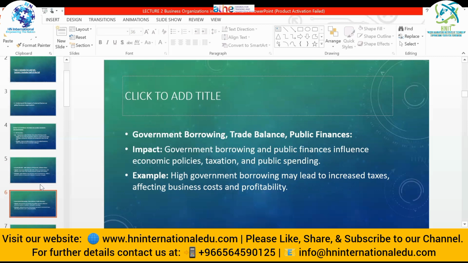High government borrowing may lead to increased taxes, affecting business costs and profitability. And if I talk about my country, Pakistan, we are already under debt. And this is the main reason we are always asking for money from the IMF.